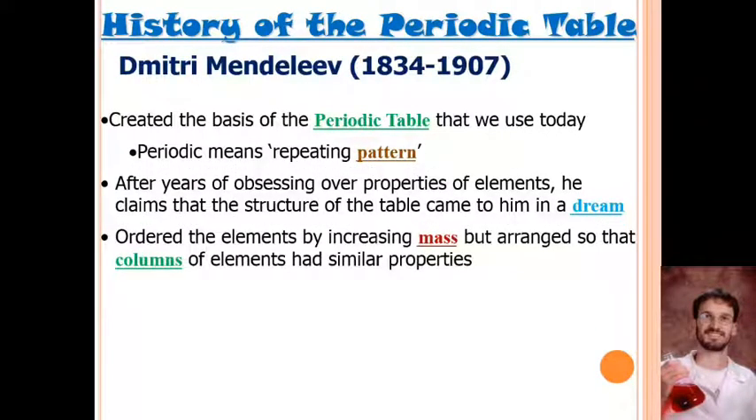As the story goes, he was sleeping one night, and because he was constantly thinking about these elements, they were just going through his head, and in a dream he sees the structure of the periodic table. So he gets up and he grabs his cards and he lays them all out, and what he did was he ordered the elements by increasing mass, but arranged them so that they were in columns where they had similar reaction properties.